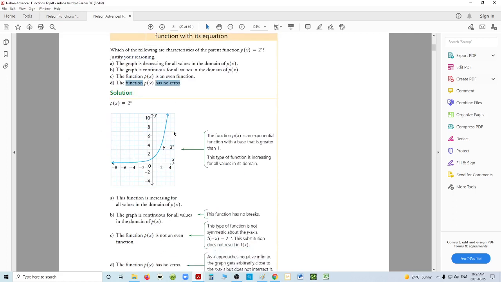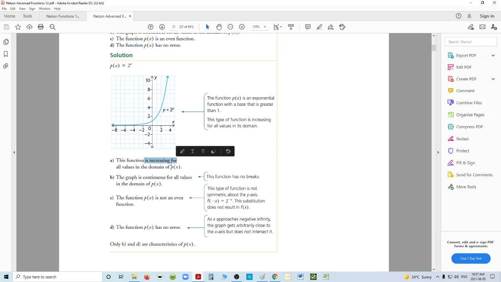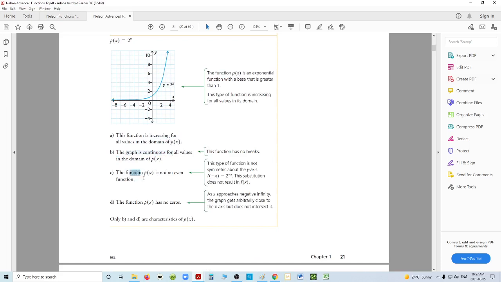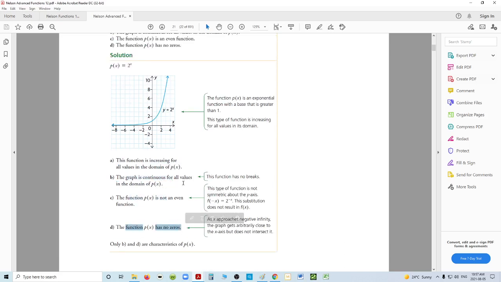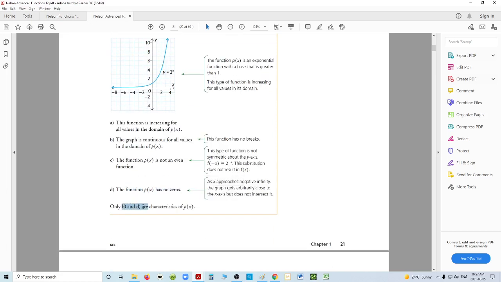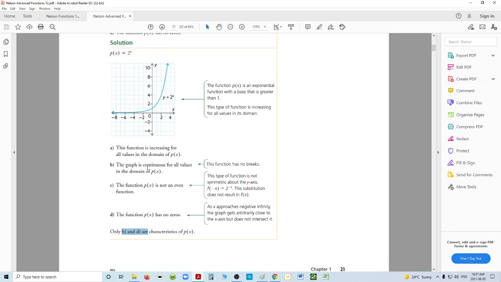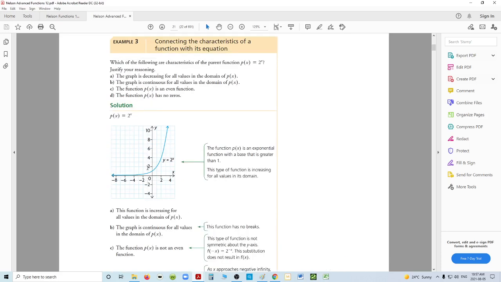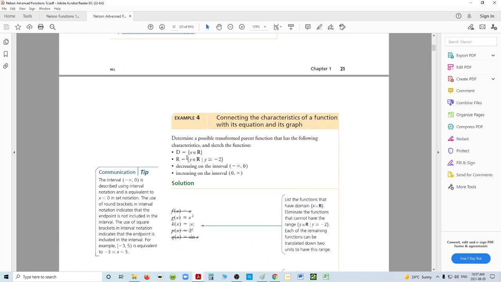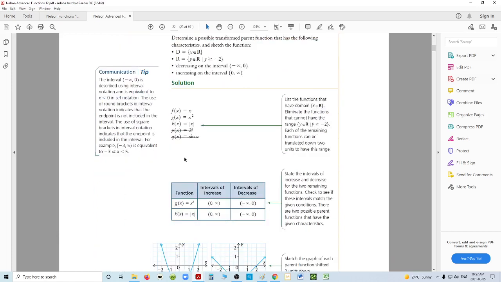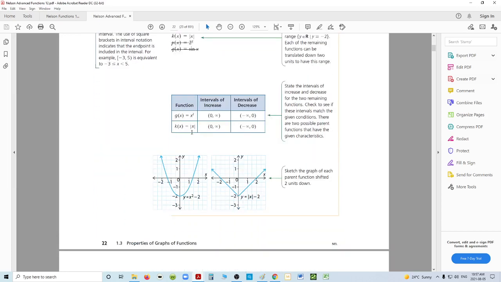So the graph is decreasing, so it goes through it. Yeah, that's true. The graph is continuous. That's true. It is not an even function. That's true. And it has no zeros. So only B and D are characteristics. Actually, oh, it says decreasing. Yeah, it's increasing. So A is not true. So only B and D are true for that. And they just want you to be able to visualize by words. I have to say that this section's the most useless.